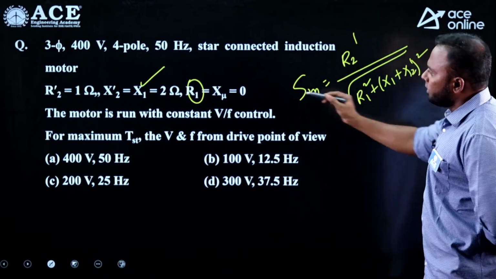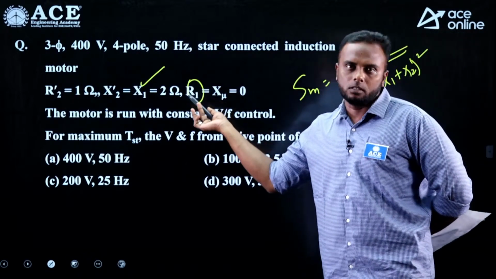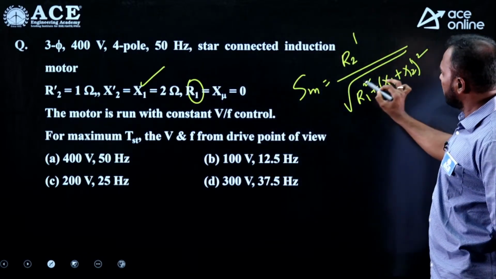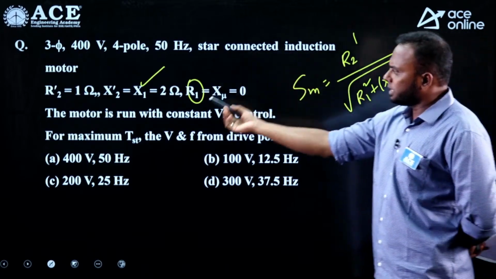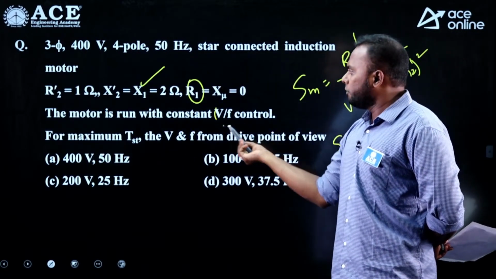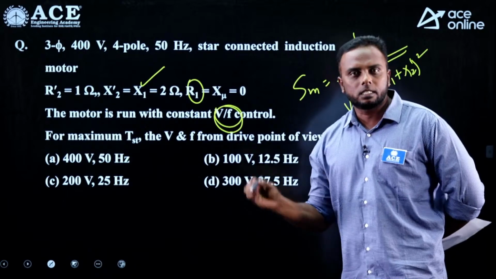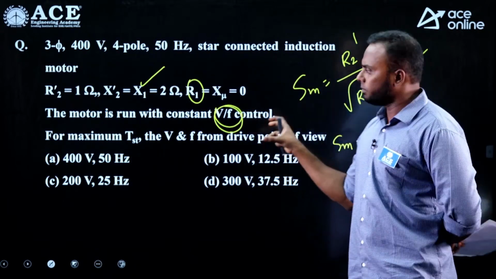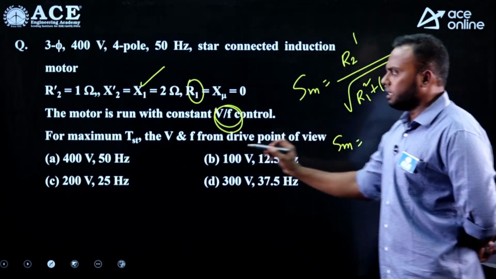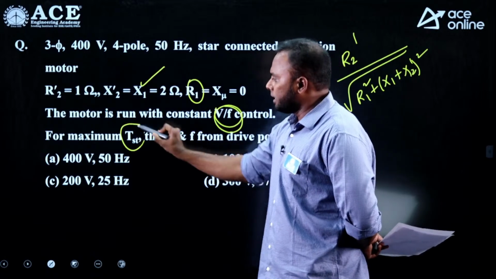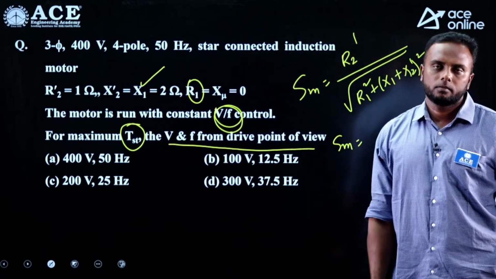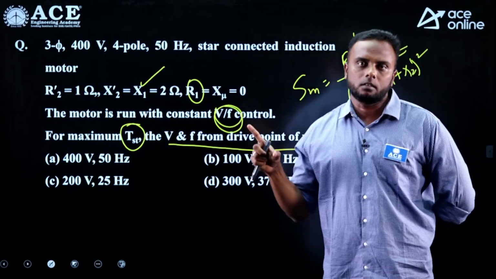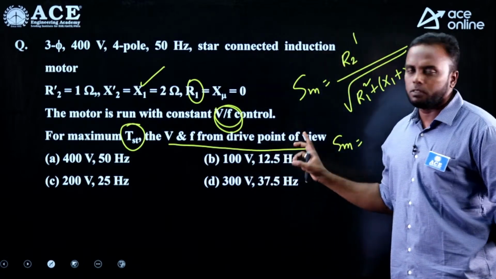Here R1 is given as 0, the resistance of the stator winding is 0, so you can take it as 0, then the square root cancels. Finally, we get Sm at 50 Hertz frequency, where it is initially operating, and it is under V by F control, driven with a V by F drive. The question here is: for maximum starting torque, what is the voltage and frequency from the drive point of view? We need maximum starting torque, so how much voltage and frequency do we have to apply?